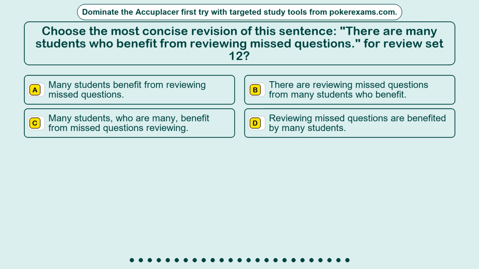Question 22. Choose the most concise revision of this sentence. There are many students who benefit from reviewing missed questions. For review set 12. Option A. Many students benefit from reviewing missed questions. Option B. There are reviewing missed questions from many students who benefit. Option C. Many students, who are many, benefit from missed questions reviewing. Option D. Reviewing missed questions are benefited by many students.